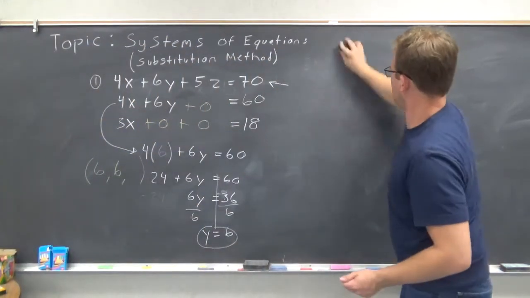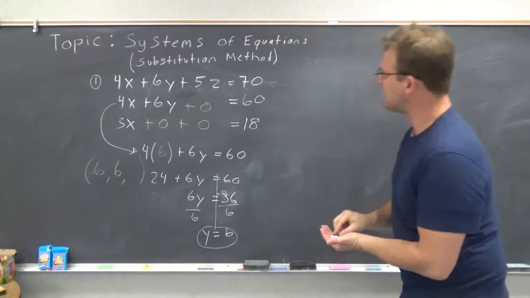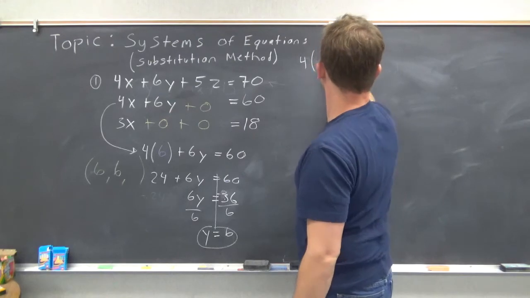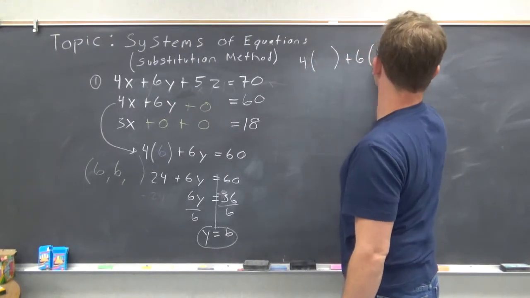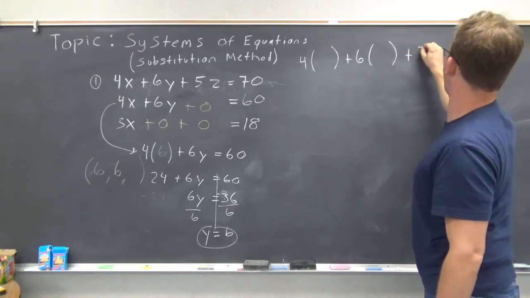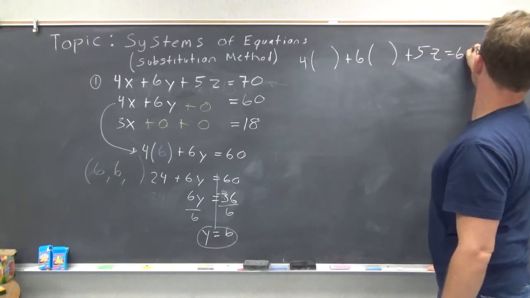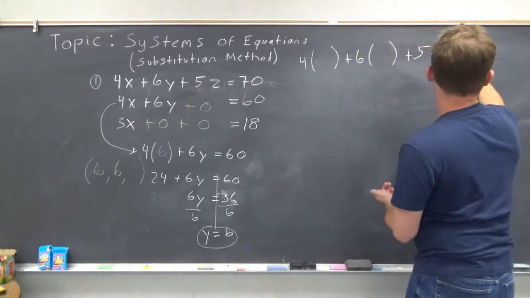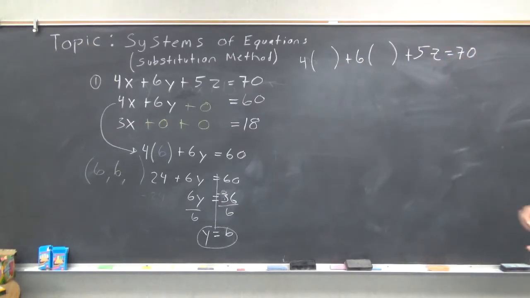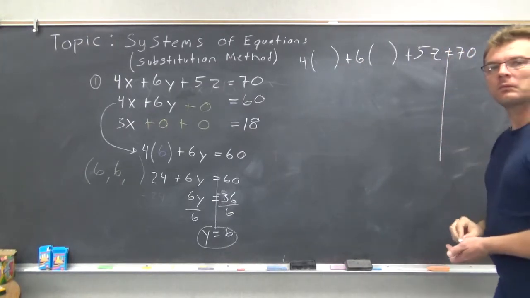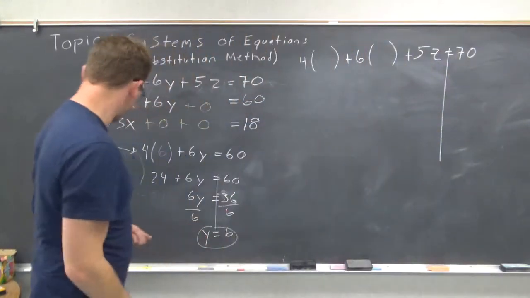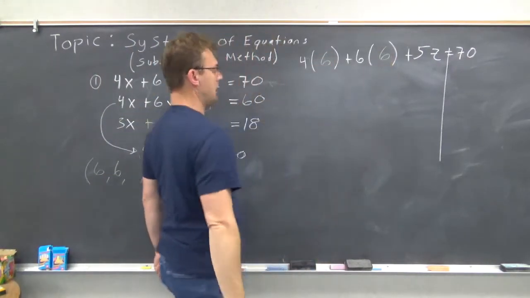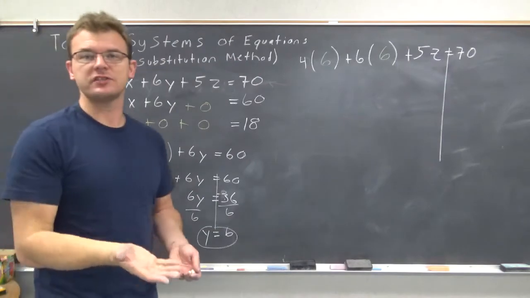So I'm going to go like that. And now I'm just going to fill this one in for what I know. So I have 4 parentheses plus 6 parentheses plus 5z equals 70. Why am I saying 60 today? 70. And now fill in what you have. So let's see, the 6 and 6, right? So 6 and 6.